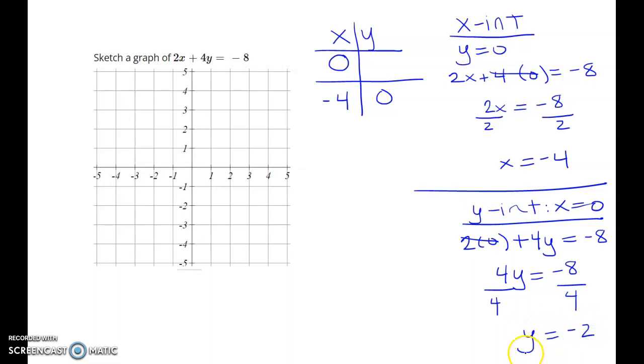Make sure you simplify your answers completely. That was a common error on this test. So I have 0, -2 for one of my points. And then -4, 0.